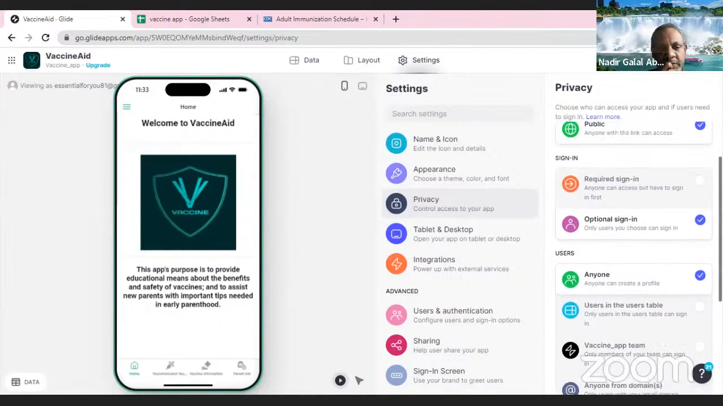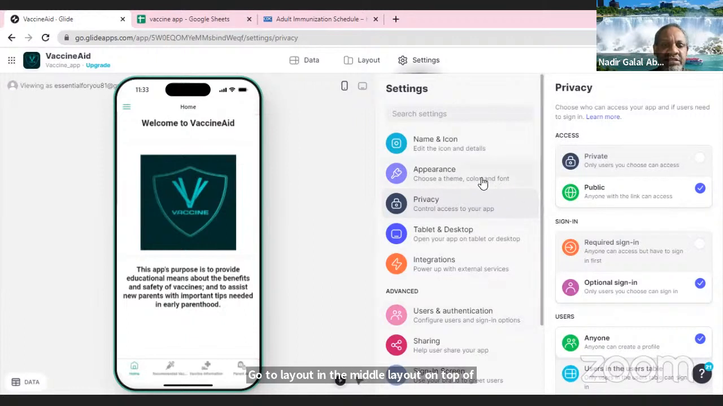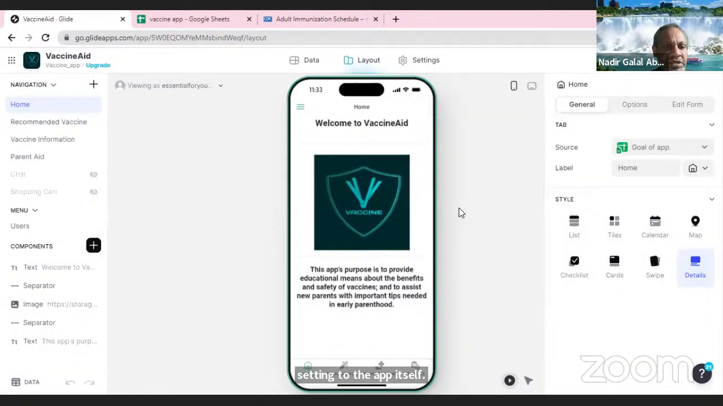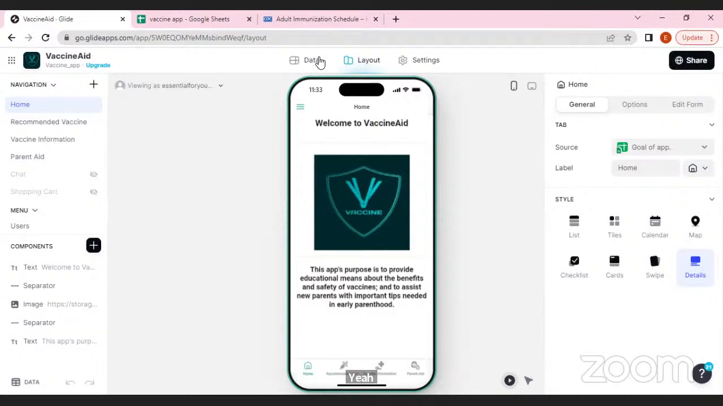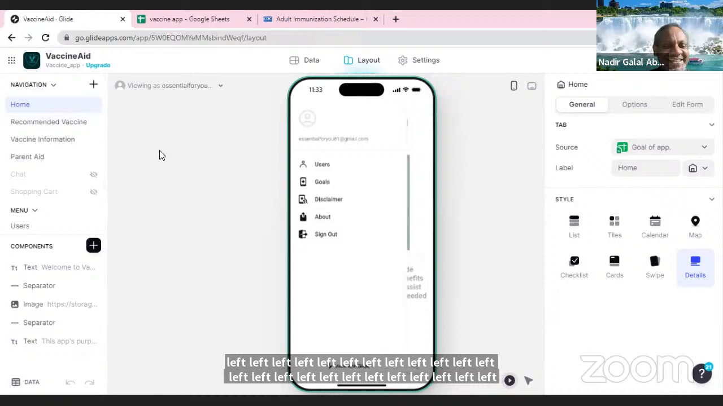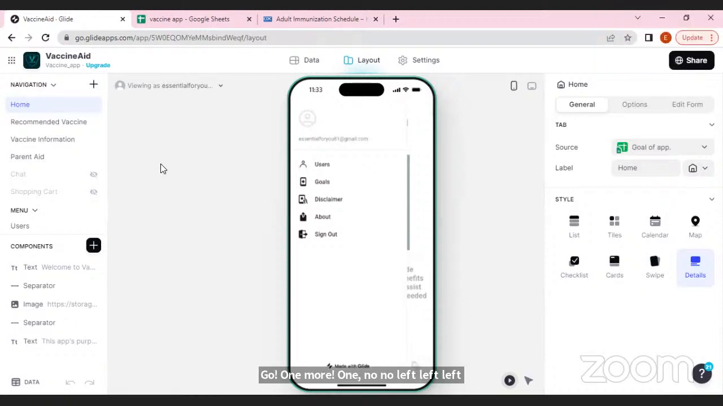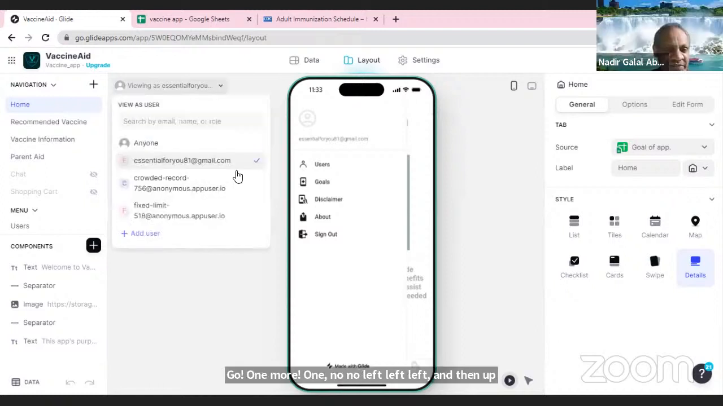So what I think, go to layout in the middle, layout on top, beside setting, to the app itself. Go up, layout. Go with the mouse up, here, the user, go up. To the left, and a little, go left, and then up here. Go right, go up, in between the two. Yes, it's supposed to give you the users.